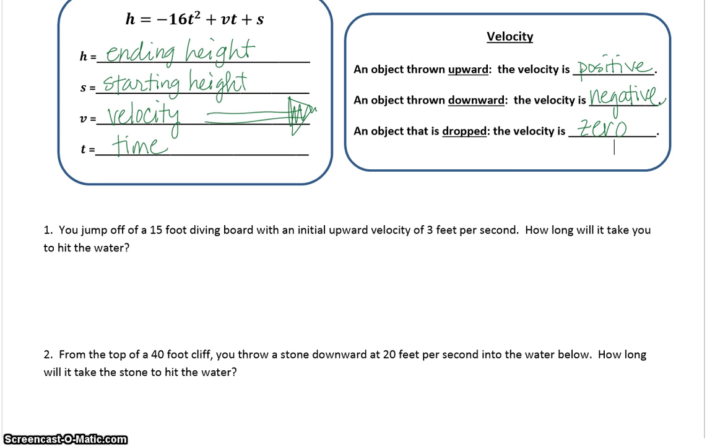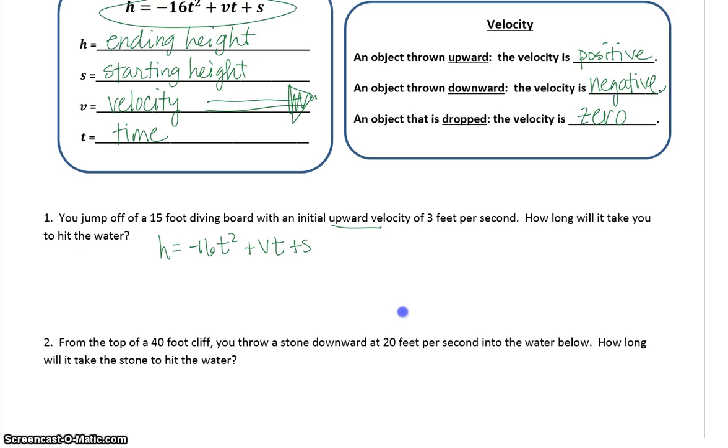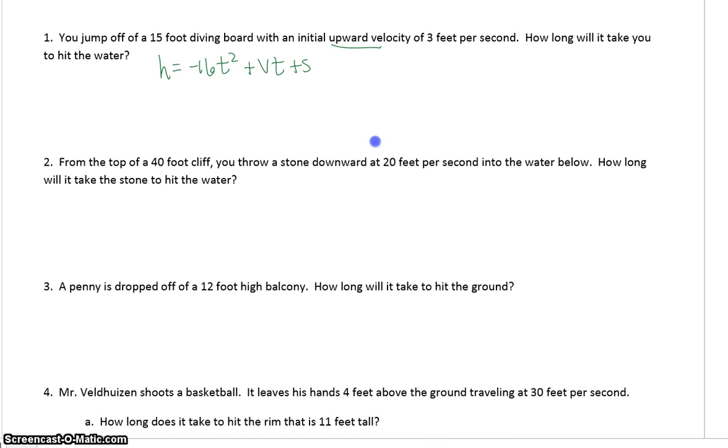Number 1 says you jump off of a 15-foot diving board with an initial upward velocity of 3 feet per second. How long will it take you to hit the water? So we've got h equals negative 16 t squared plus vt plus s. I just copied this equation, and I'm going to look at all of the numbers that they gave us. 15-foot diving board, that's how high you are starting, so that's your starting height. Initial upward velocity of 3 feet per second, so that is v, and it's going to be positive. How long will it take you to hit the water?